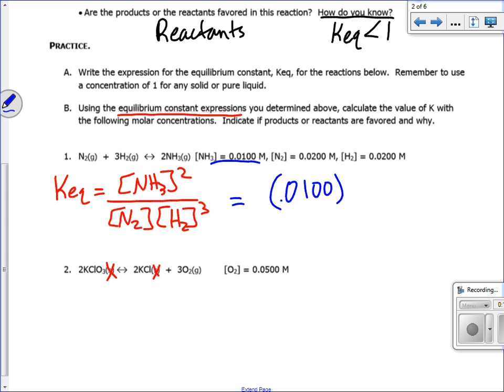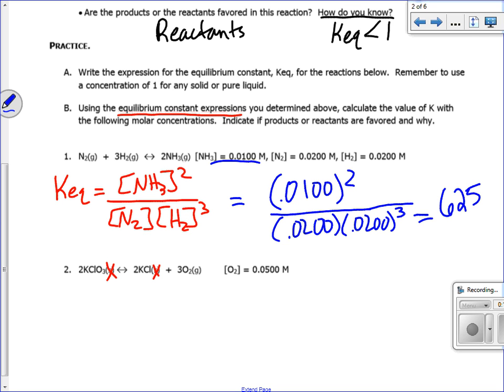And we're going to square that one over. The first one on the bottom is 0.0200. Second one on the bottom, 0.0200. But this one is cubed, right? So if you plug that into your calculator right, you should have gotten 625. 625 seems like a huge number, but it's really not.